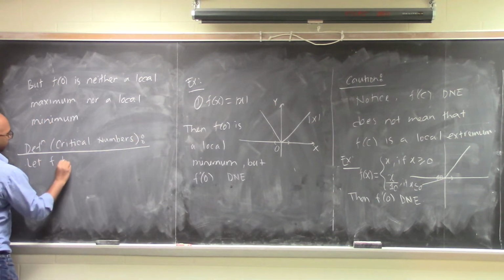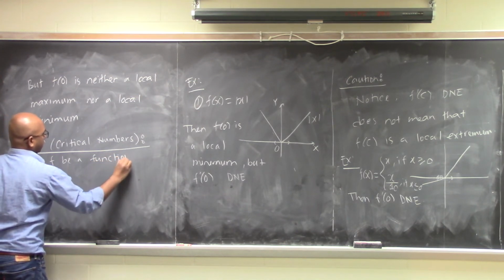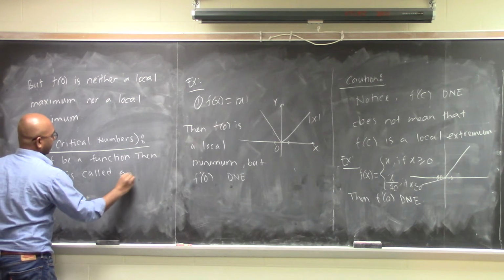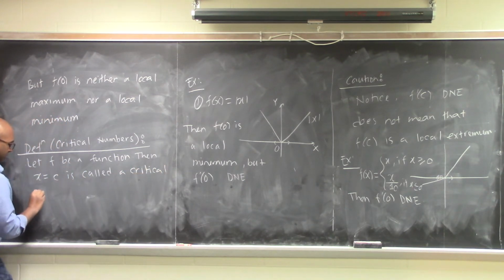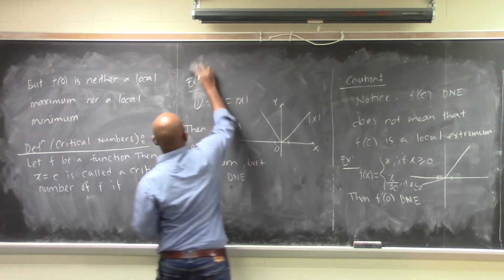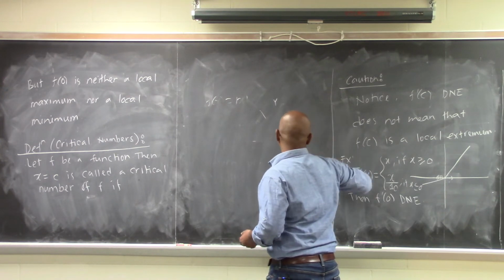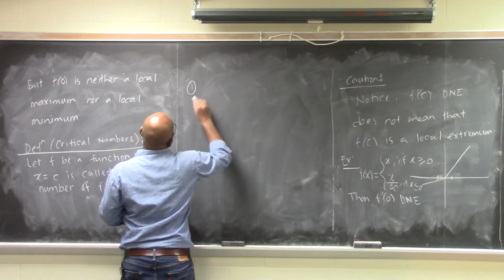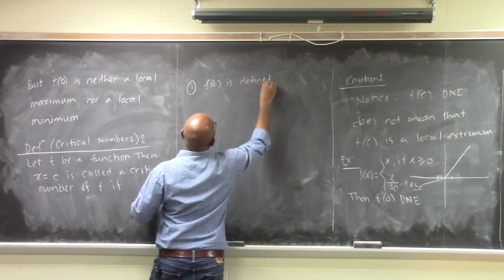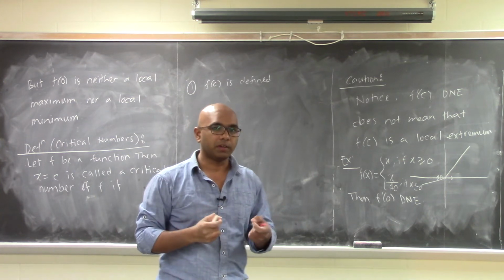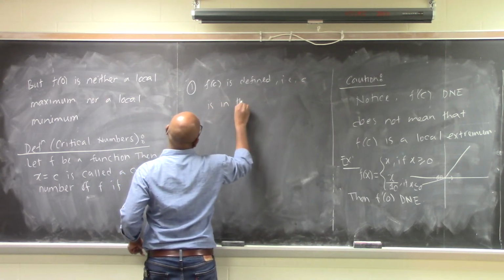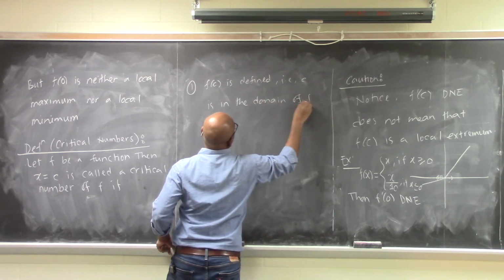Let f be a function, then x equal to c is called a critical number of f if two things happen. First, and most often we forget the first criterion, that's why I'm emphasizing it: number one is f of c is defined. Your function has to be defined at those points. Critical numbers are points from the domain, i.e. c is in the domain of f.